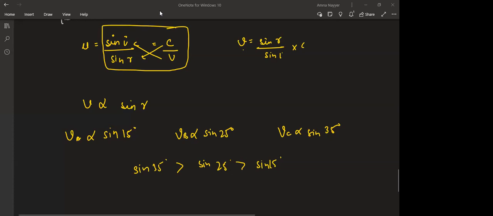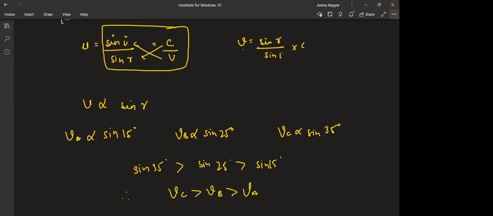So you can directly write the answer, but when you have to show the steps, note this. If this is an MCQ question, you will directly put the medium. But if it's a 1 marker or 2 marker question where you have to show the steps, do show the step that the values of sine are this, therefore you have the values of velocity in this order.